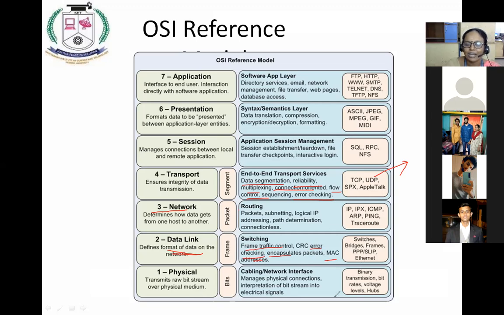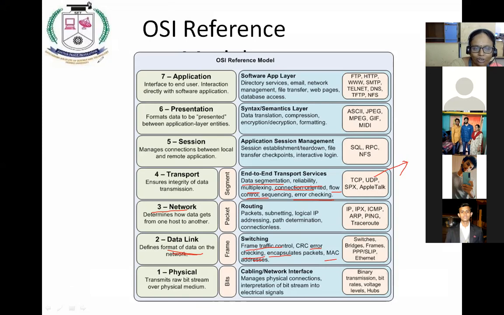They are saying the meaning of raw bit: it will be transmitted as bits. It may be a mechanical or electrical signal, but it is a physical connection. So if you understand this particular slide, you may be able to write this question well.